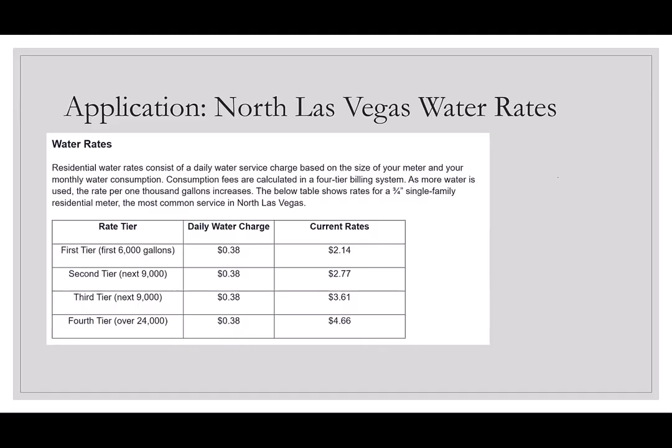So every 1,000 that you use, you pay $2.14 for the first 6,000. For the next 9,000, you pay $2.77. For the next 9,000 after that, $3.61 per thousand, and then the last tier, $4.66 per thousand. What this is saying is that water is important, right? And it's a resource that we care about. So how do they get people to reduce how much they use? They charge you more.